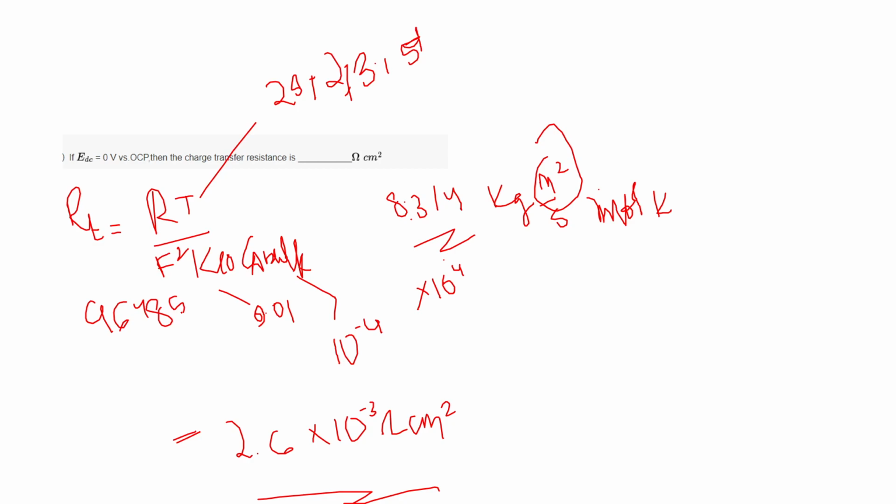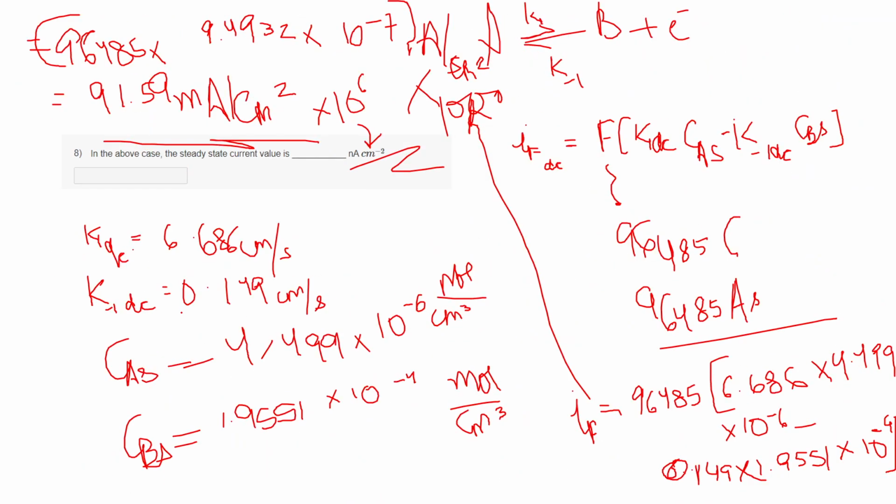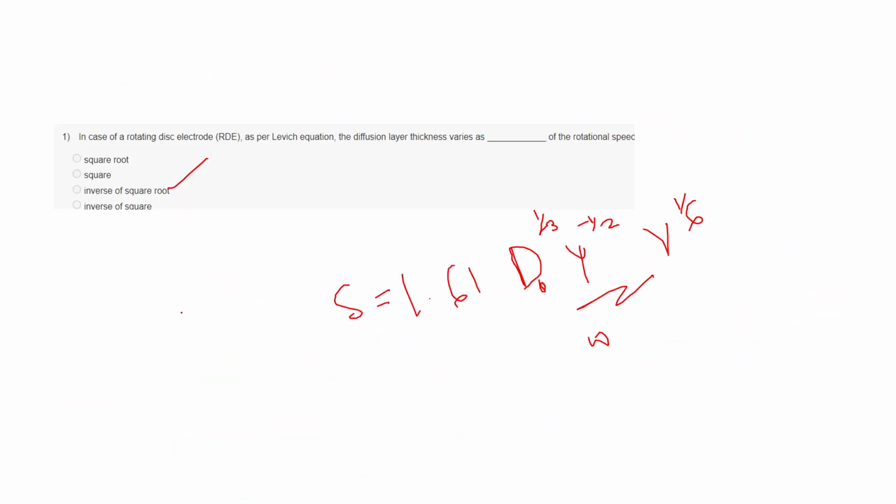It's a gas constant value. See, that's not given in the question. That's a known value, right? Same as the F value, it's not given. Either you can do it this way, or there's a simplified version. I'm not sure when I discussed that. I can show you.